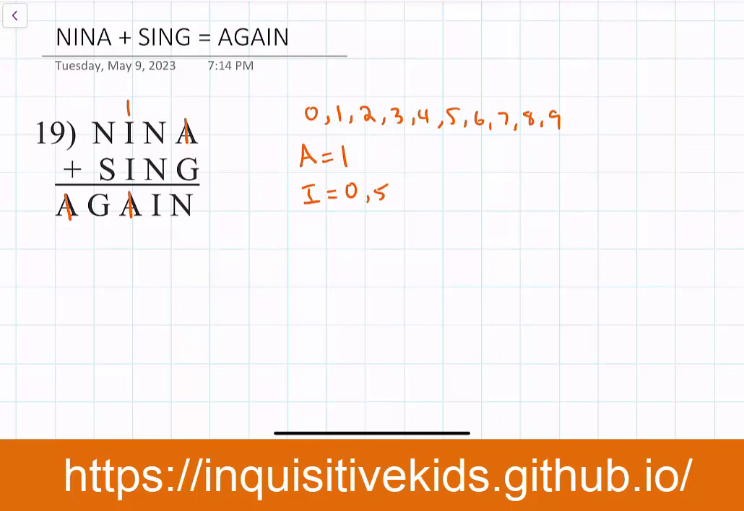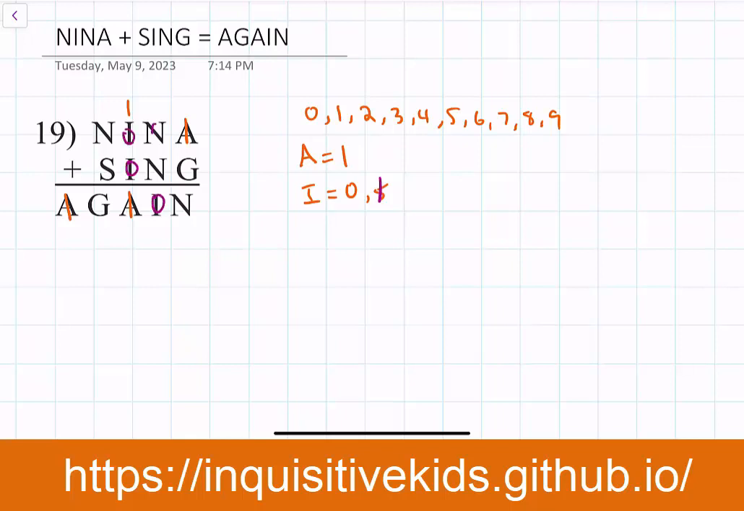What if I equaled 5? If I equaled 5, then in the tens place, N would have to be 7, right? And there would have to be a 1 carried to the tens place. But this is impossible to do because in the ones place, no 1-digit number plus a 1 would give us 17. So then I equals 5 would not work out. This leaves us with only one possible answer, which is I equals 0, right?